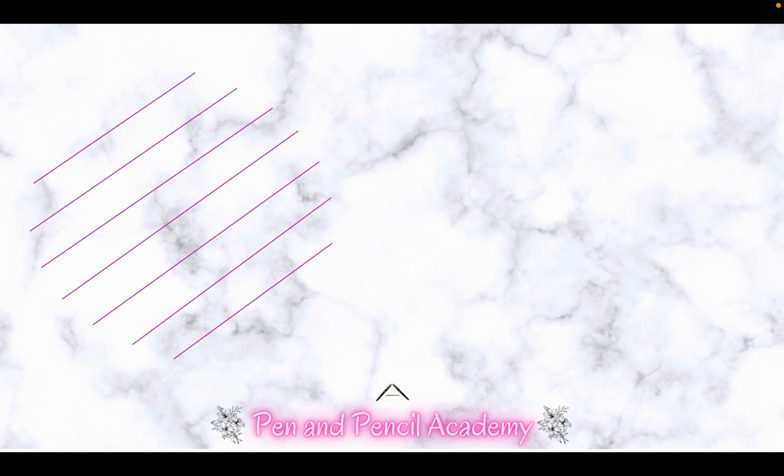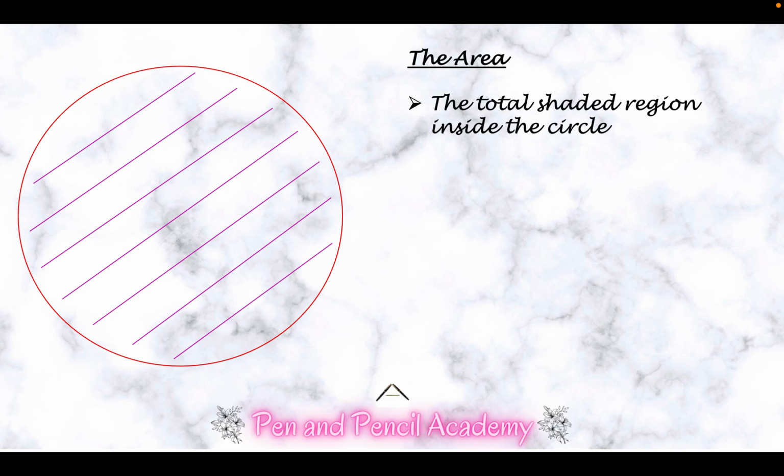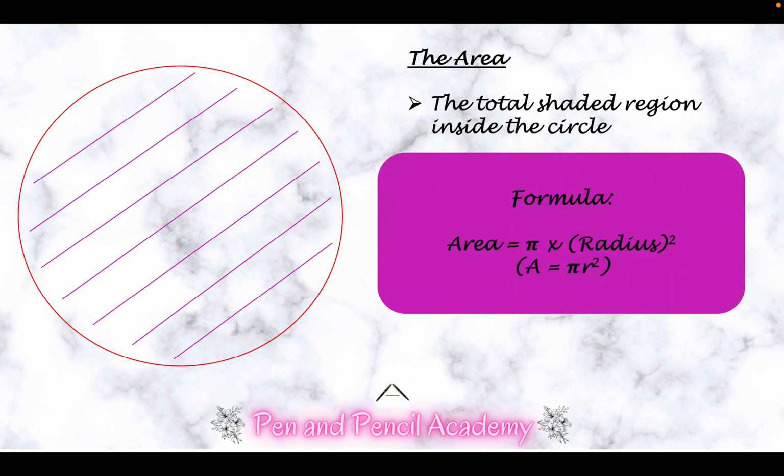Now the next thing we want to look at is the area of the circle. So the pink part, all the pink lines are inside the circle. So what is the area? The area of the circle is just the total shaded region inside the circle. So everything in the circle, there's no kind of splits, or there's nothing that you don't look at. You look at the whole shaded area inside the circle. And the formula for the area is pi times the radius squared. So it's just pi r squared.